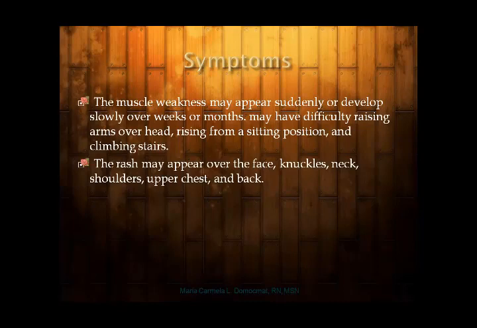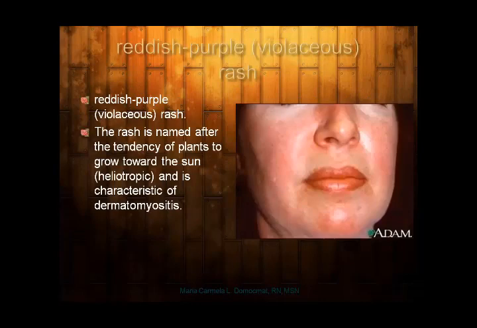So they have a very typical characteristic rash, that is a purple colored heliotropic rash around the eyes, and it may also be over the knuckles, neck, and the shoulders. I'll show you the diagram later on. So this is a typical violaceous reddish purple heliotropic rash. You can see a lady with a rash named after the tendency of plants to grow toward the sun. That is heliotropic rash and is characteristic of dermatomyositis.